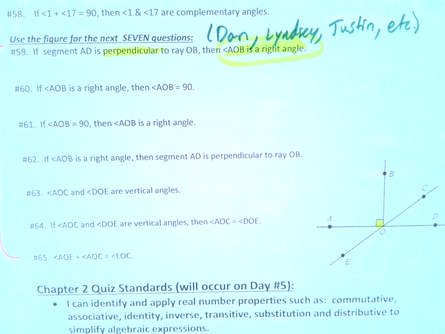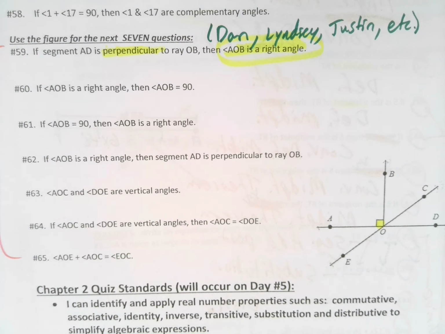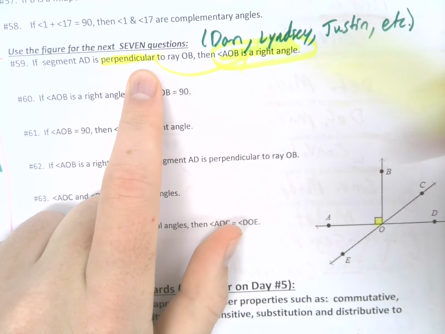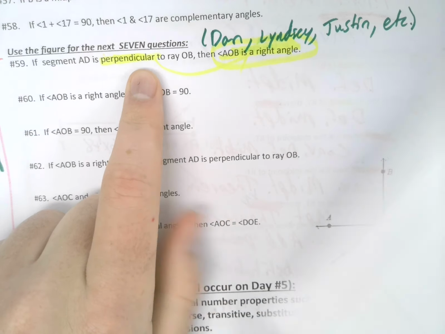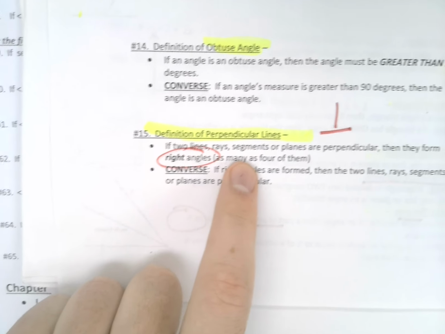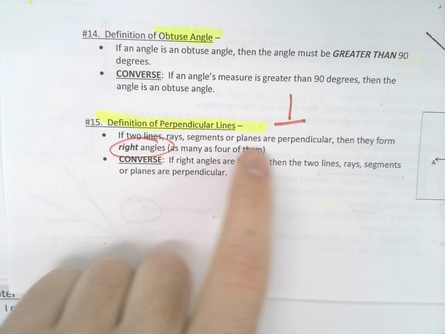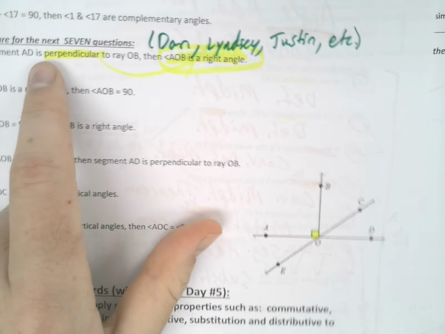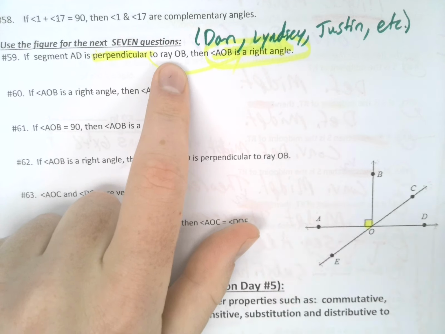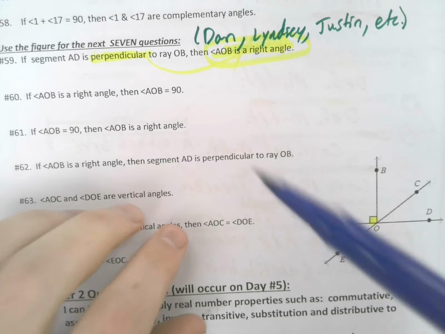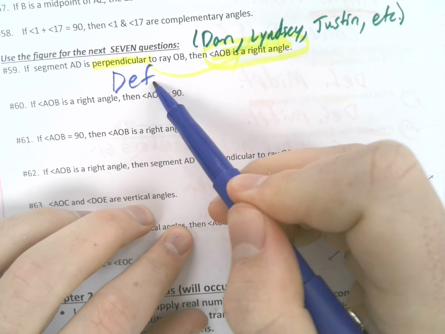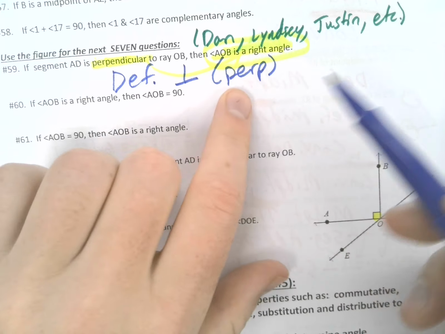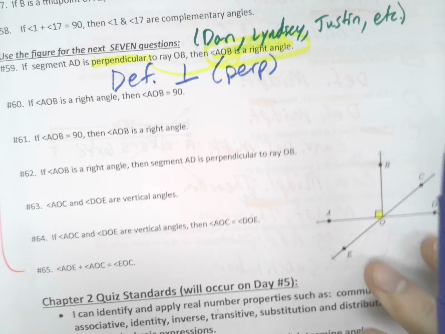Okay, so we're talking about perpendicular and that leading to it being a right angle. Well, if I look back at my definitions, check out the definition of perpendicular lines. If two lines, rays, or segments are perpendicular, then they form right angles. Pretty sure that's what this is saying right here. This segment is perpendicular, so we got a right angle. So we're straight up talking the definition, which again, that symbol means perpendicular. We got the definition of the perpendicular lines.